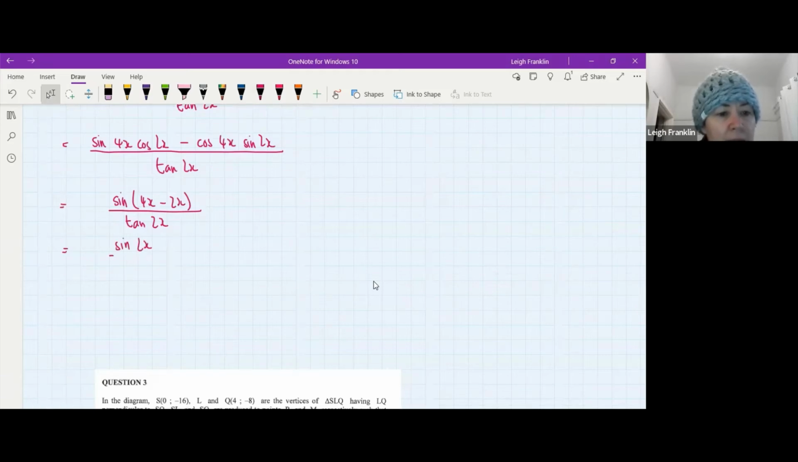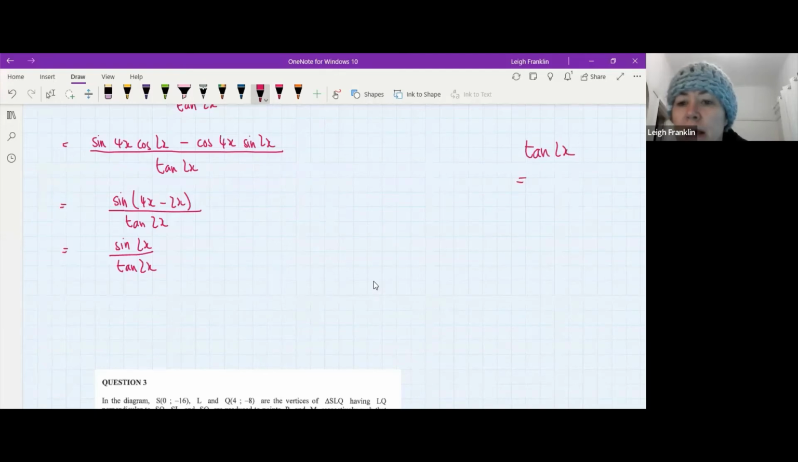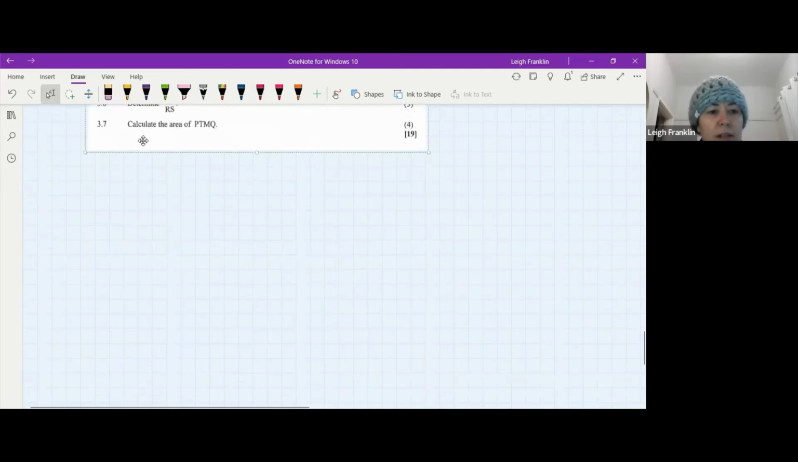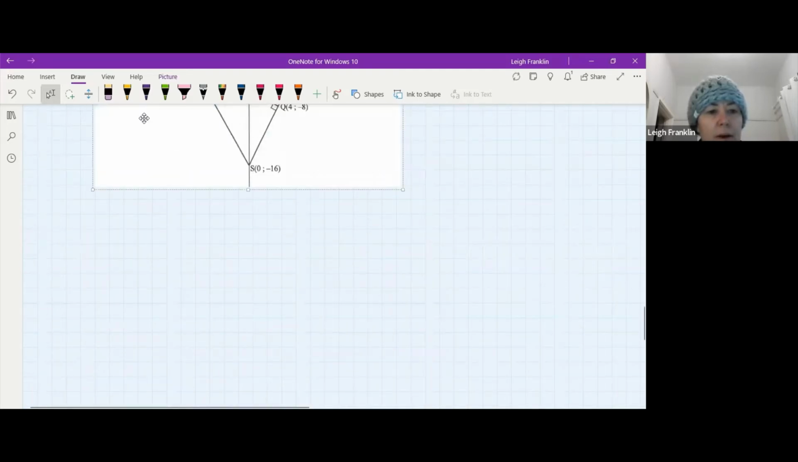So this gives us sine 2x over tan 2x. And tan 2x is sine 2x divided by cos 2x. That's our tan identity. So now we've got sine 2x divided by sine 2x over cos 2x. Let me just pull this down here.